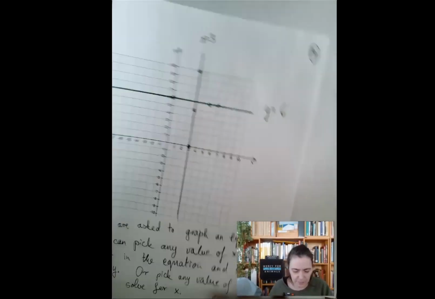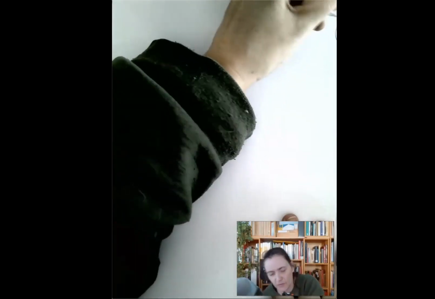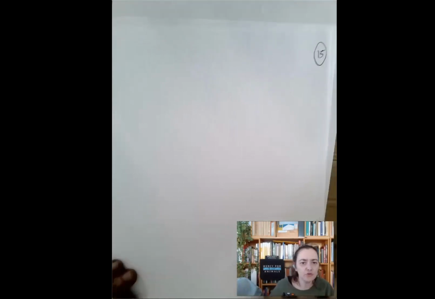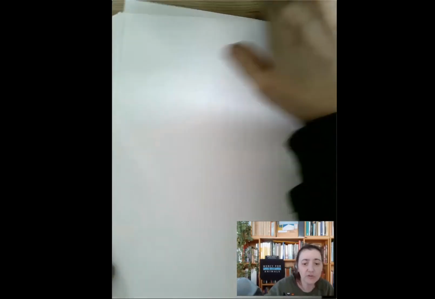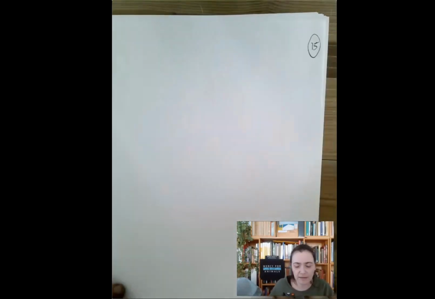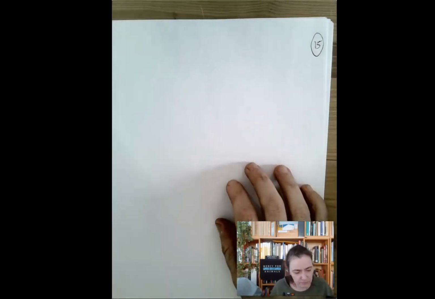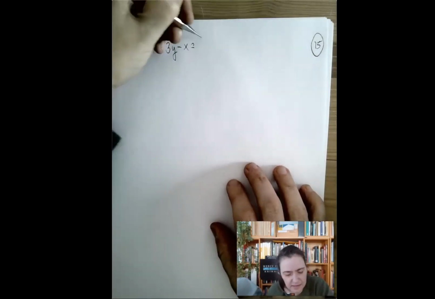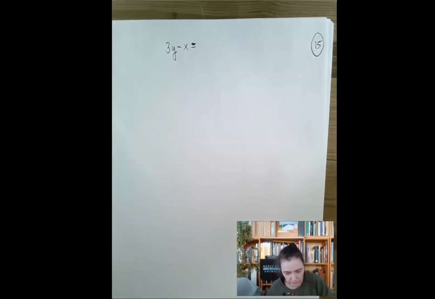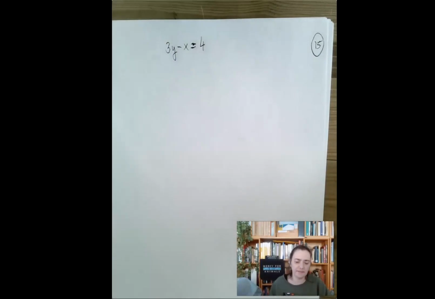All right, let's see an example. Another one. So you're not going to be able to show me your paper, although I told you should buy a document camera. So you're just going to have to tell me solutions. Okay, find points. Let's say 3y minus x equals 4. Give me points on the graph of this.